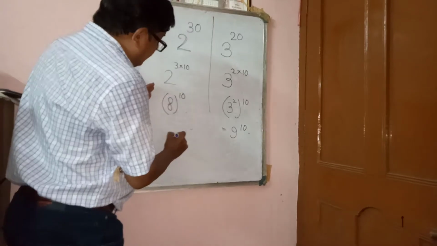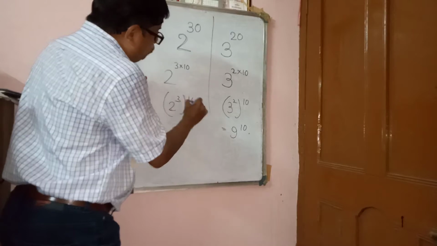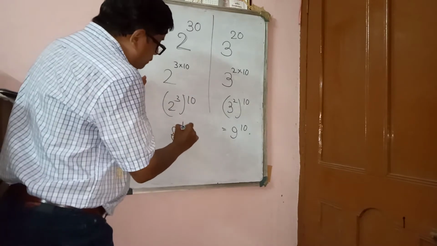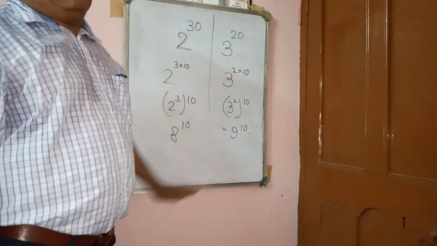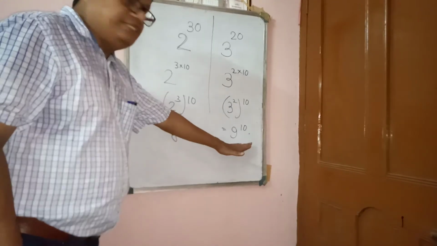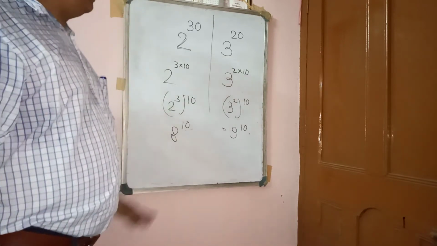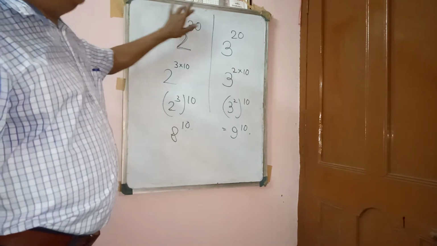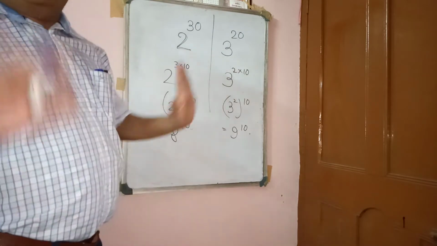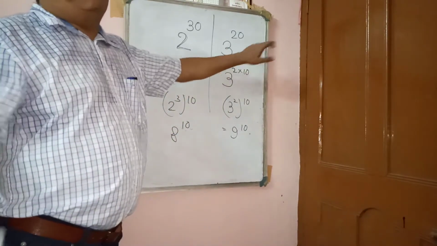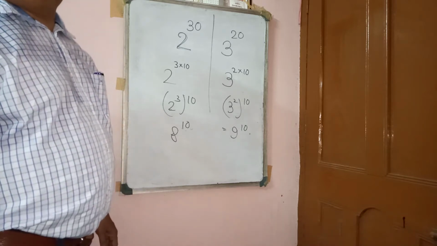And here will be 8 to the power 10. So this we can write like that: 2 cube whole to the power 10, that is 8 to the power 10. Here 9 to the power 10. Now you can understand which is bigger. This is the greatest. Bigger. Okay? Understood? So 2 to the power 30, 3 to the power 20, which is bigger? You will do it like that. No need to multiply 3 into 3 into 20 times. You will not get time in the exam hall.